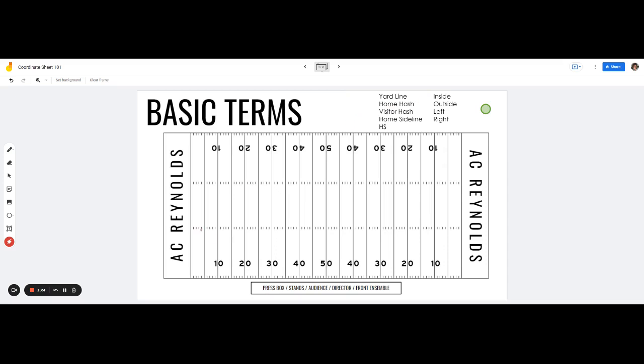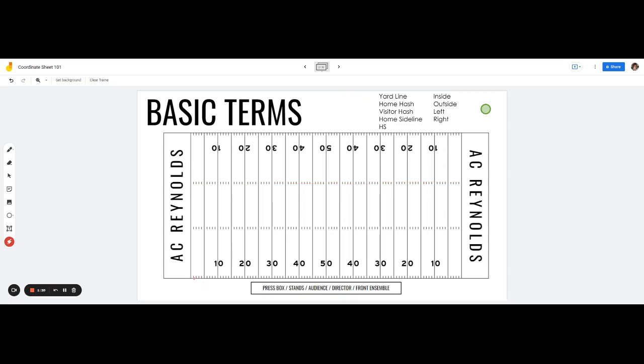Then we have home hash. The home hash is the set of dashes that run across from end zone to end zone. Our end zones are all the way at the end. That's where the football players are trying to get the ball for a touchdown, if you are not a football person. So that's our home hash. It's the one closest to the home sideline. And then the visitor hash is the furthest set of dashes away from us. That's closest to the visitor side.